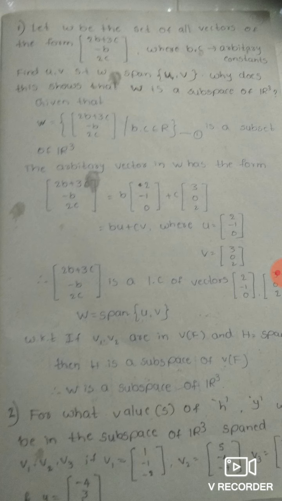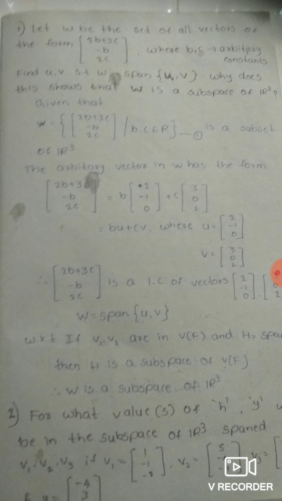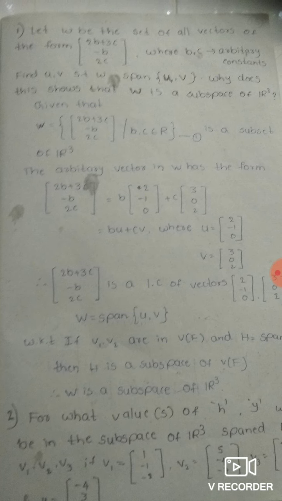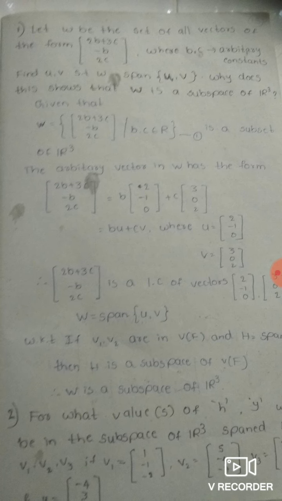We know the theorem: if v1, v2 are in V(F) and H equals the span of v1, v2, then H is a subspace of V(F). In this problem, if u, v are in V(F) and W equals the span of u, v, therefore W is a subspace of R cube. Once again, let me explain the problem.